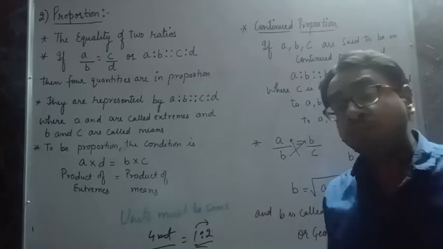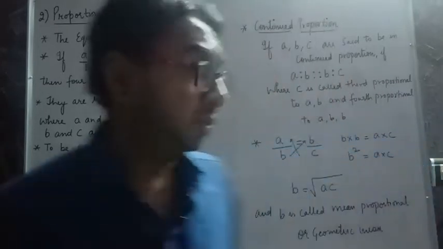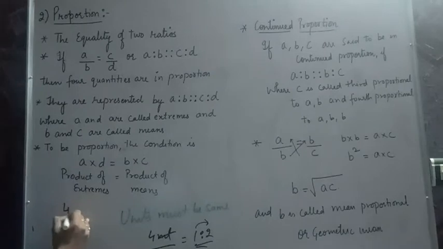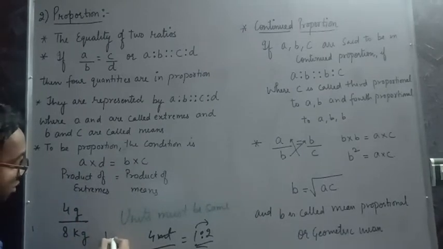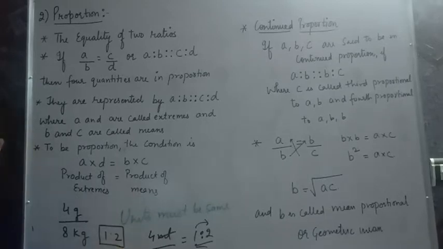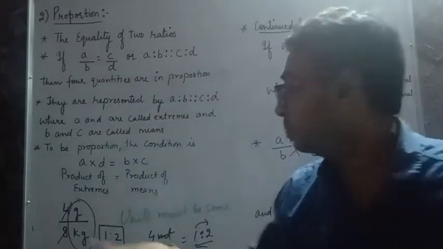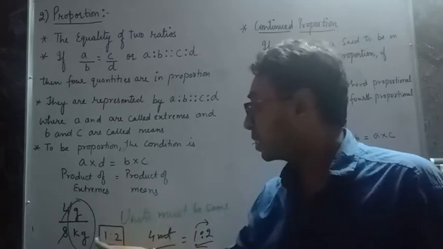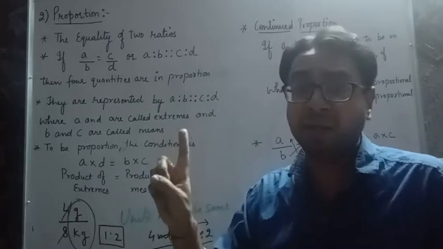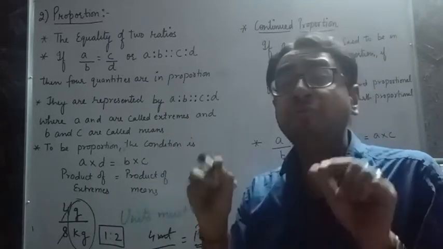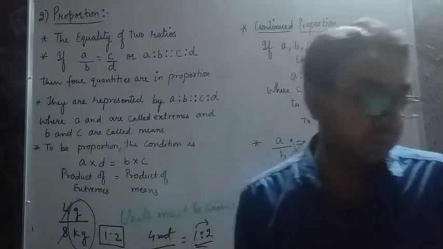Now, if it was not milliliter, for example, I am writing 4 gram and 8 kg, and I am writing the answer is 1:2. Do you think I am correct? No, you just cut this. But what about the units? Units are not the same, so you have to consider the units also. Either you convert gram into kg or kg into grams, one thing at a time. This is very important: in ratio the units must be the same.